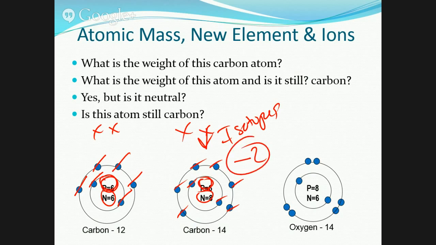What if I asked you to identify a positive ion? What would there have to be more of? Protons. Just count the protons compared to the electrons. That'll help you out.